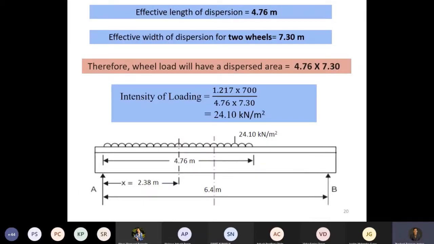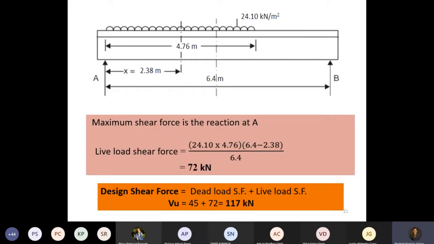Next, effective length of dispersion, we have already calculated it is 4.76. Effective width of dispersion for two wheels is 7.3 meters. So the dispersed area for shear force will be 4.76 by 7.30 meters. Intensity of loading: we have 1.197 impact factor that we calculated, multiplied by 700, divided by 4.76 into 7.30. So that becomes 24.10 kilonewton per meter square, that is the intensity of loading.